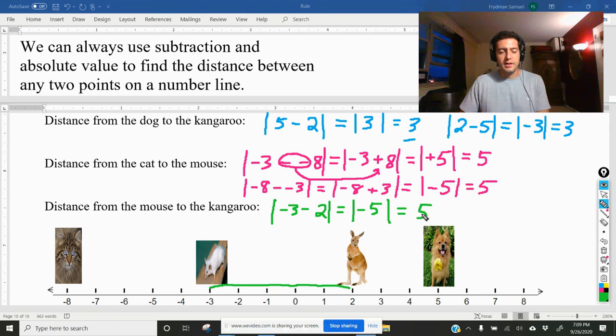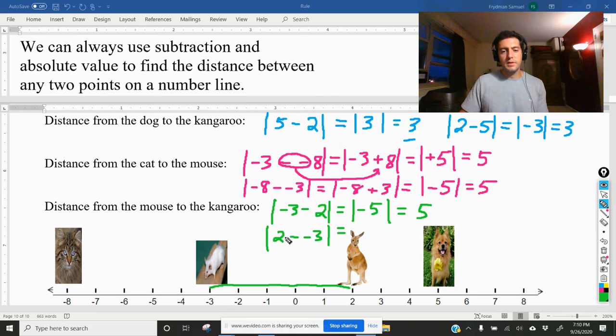So this is telling us that the distance from the mouse to the kangaroo, or the distance from the kangaroo to the mouse, is 5 units. So they're 5 units apart. And just for completeness' sake, I'll show you, we could have done it the other way. I could have started with the kangaroo, who's at 2, and then put the mouse, who's at -3, but then put a subtraction symbol between them, then take the absolute value.